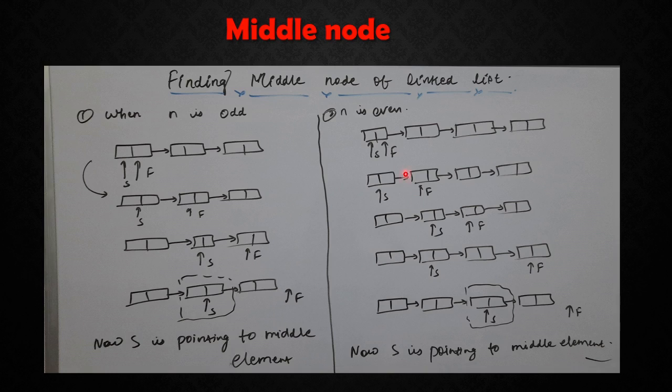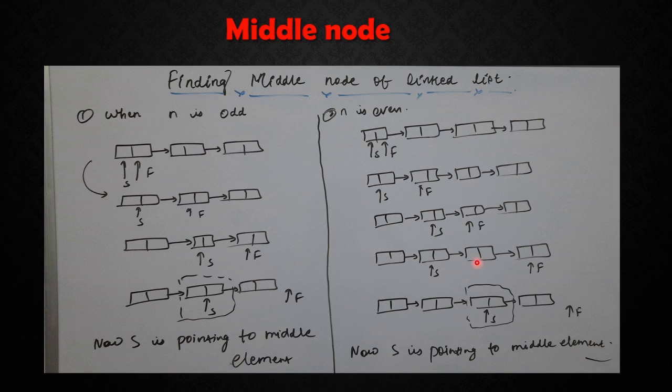Okay, now let us take when n is even, right? Again we start off from the head node only, and again I move fast one step forward. At that point we are not going to move slow to the next step, because only when the fast is able to move two steps forward will the slow be allowed to move to the next step, right? So when the fast has moved two steps, we move slow one step forward.